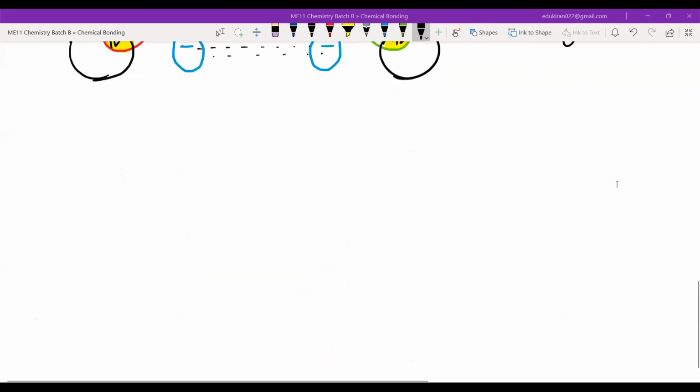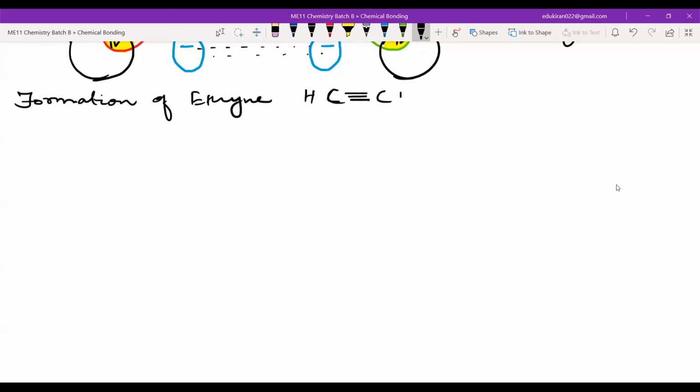Now we will do the same thing for the ethyne molecule. So you may have got the gist of what is happening. Formation of ethyne. Now eth means there are 2 carbon atoms, and yne means there is a triple bond present. And if there is a triple bond, each carbon will just need 1 hydrogen here.